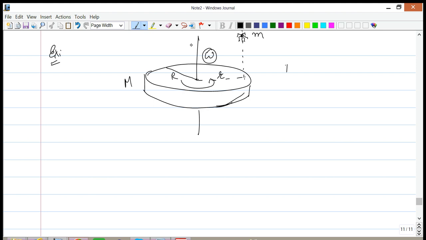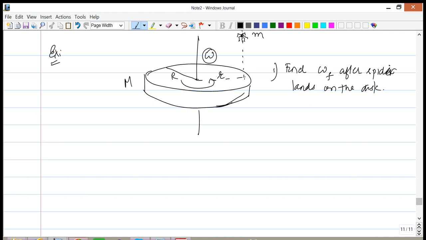Okay, so we'll do several things with this. First is find omega f after the spider has landed on the disk. And let's assume that once it lands, it gets stuck to the disk. It's not really going anywhere. And then we'll move the spider and ask what happens once the spider starts to move in.